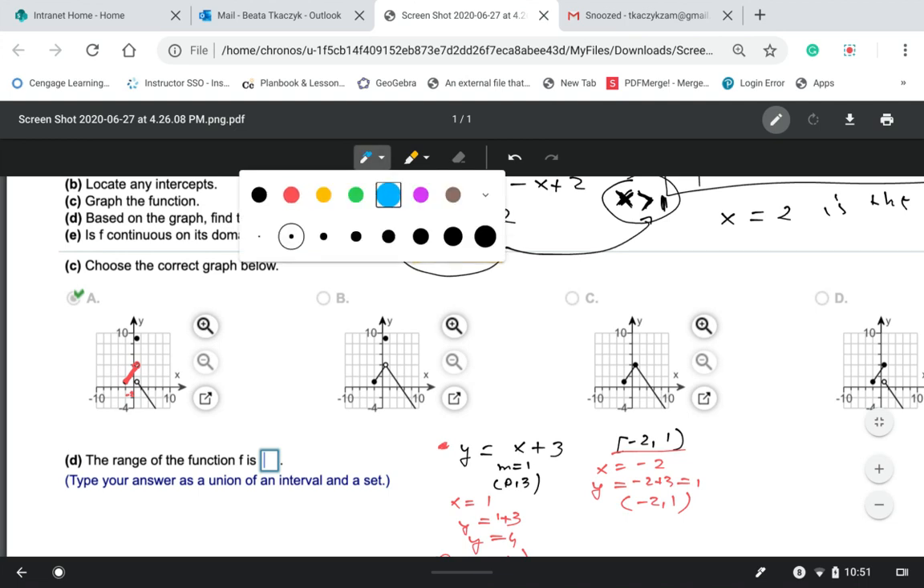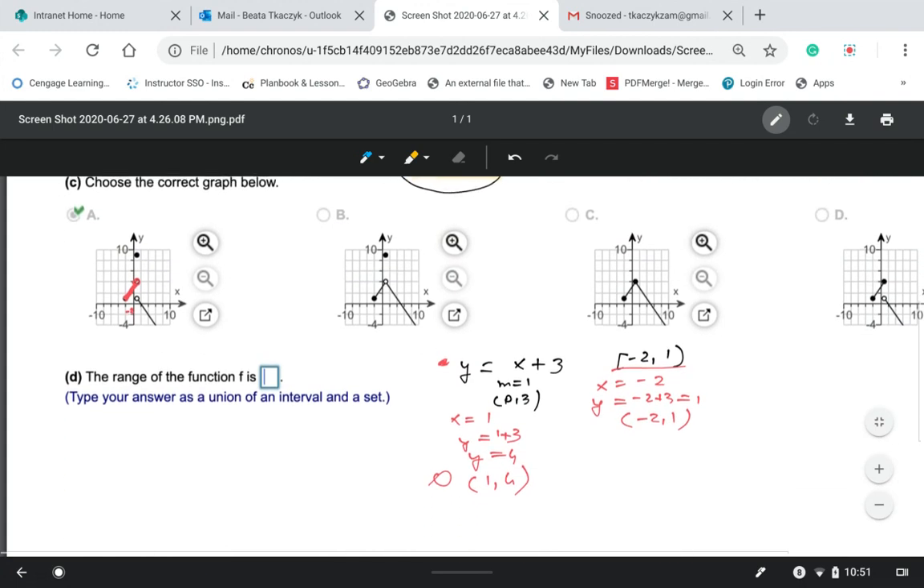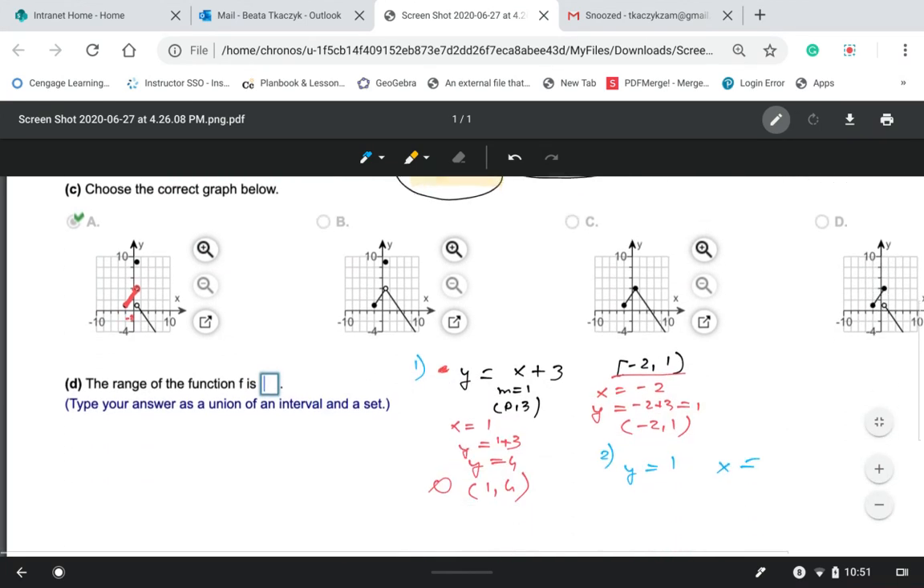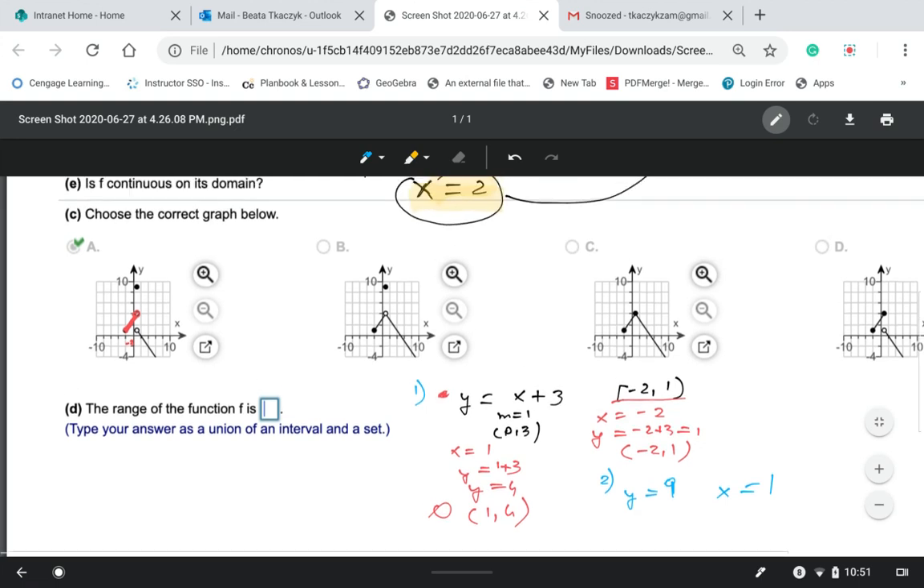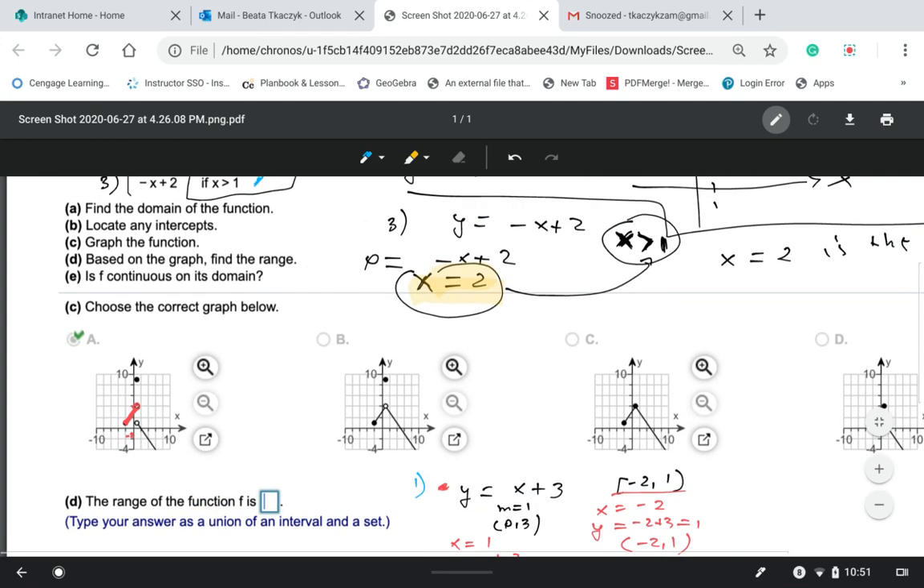The second graph, you have y equal 9, and that one works only when x is equal to 1. So y equals 9 works only when x equals 1. So here we mentioned that the second graph is just the point (1, 9), which is right here.